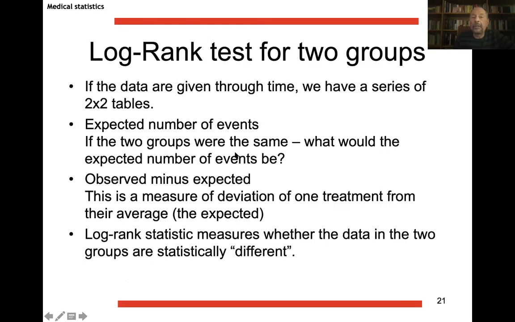So if the data are given through time, then for every point in time, you will have a two times two table. If the two groups were the same, what would be the expected number of events? It would always be observed minus expected, and this is a measure of deviation of one treatment from their average, which is the expected. The log rank statistic measures whether the data in the two groups are effectively different.